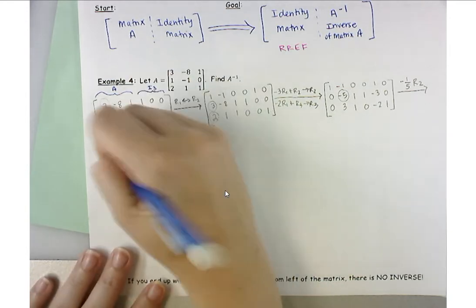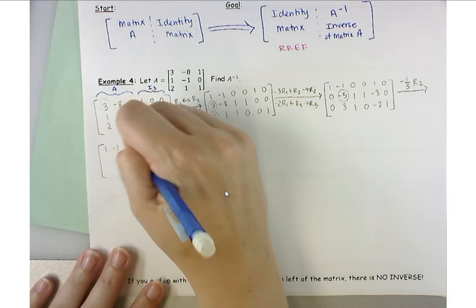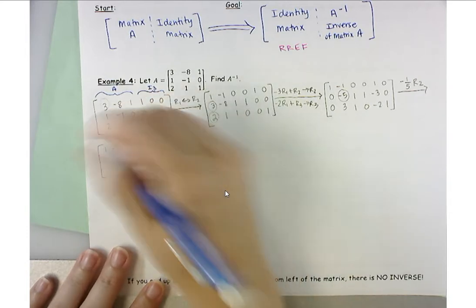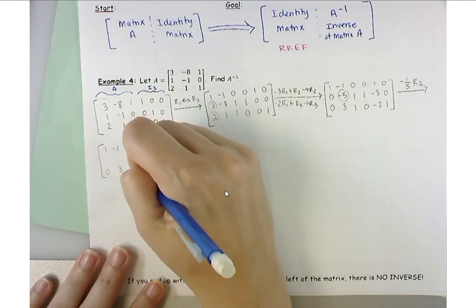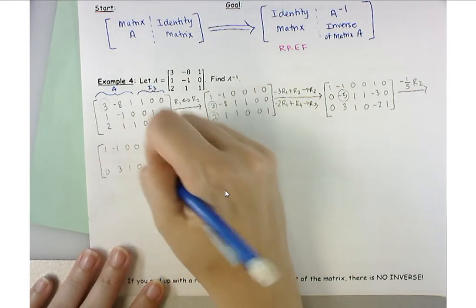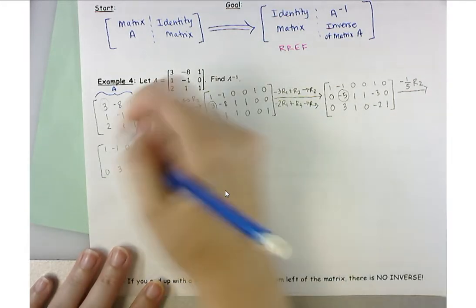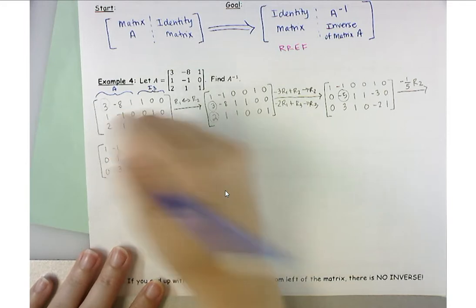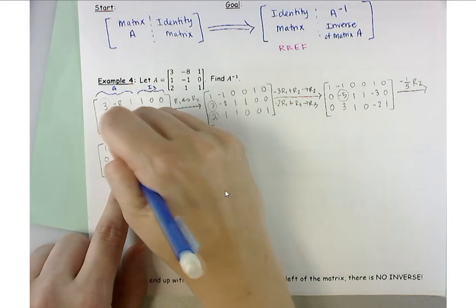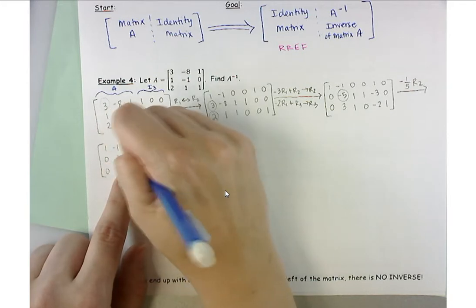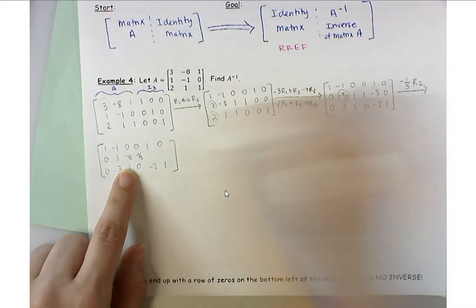Okay, so the first row is the same. 1, -1, 0, 0, 1, 0. The last row is the same. 0, 3, 1, 0, -2, 1. And then I'm going to multiply by -1/5, which will give me 0, 1. -1/5 times 1 is -1/5. So -1/5 again. -3 times -1/5 is what?